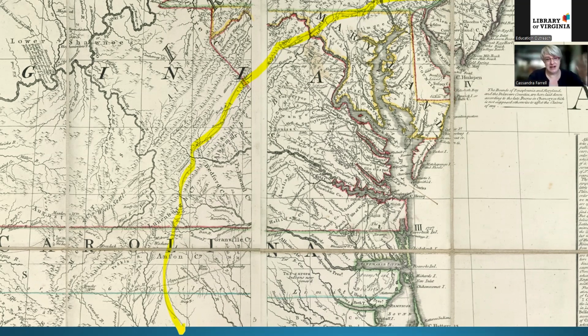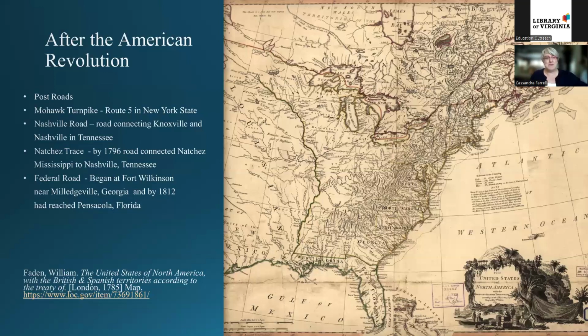So just keep that in mind as you visualize the roads for this time period. So what happens after the American Revolution? Well, you have more roads constructed, and you have people moving to different parts of what is now the United States of America. And we all know that Americans won the American Revolution.